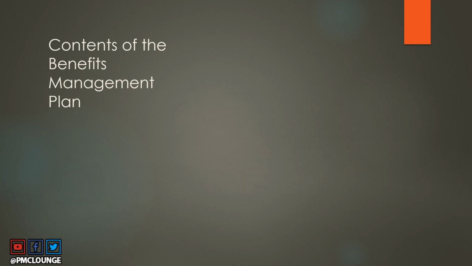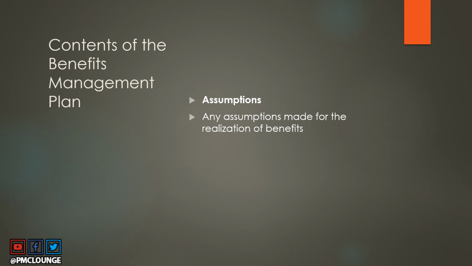Finally, the last two things that you will typically see in this document are assumptions and risks. Any assumptions made for the realization of benefits come under assumptions, and then there's risks, which means any foreseeable risks for the realization of benefits. So these two are also part of the benefits management plan.